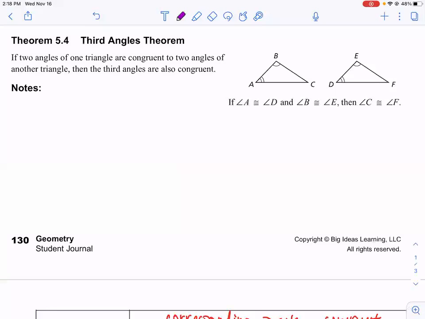Before you leave, your homework is page 131 and 132. I think you can get done with at least 1 and 2, if not that whole page. What are we even trying to find for one? For number 1, you're writing all of the sides that are congruent to each other and all of the angles. You're going to have 6 statements in number 1. You're going to have 8 statements in number 2.